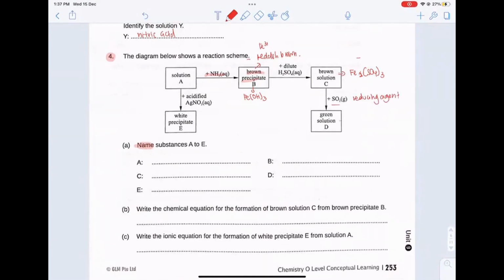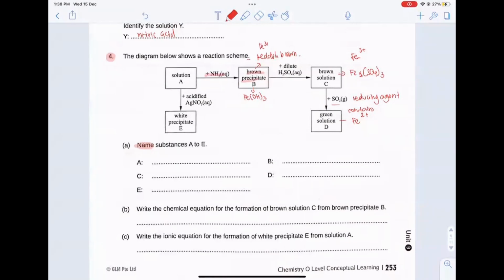Now, green solution, I know it contains Fe2+, right? And does it make sense? Well, over here we have Fe3+. The oxidation state decreases from +3 to +2, so therefore it is being reduced. So that would be the function of the reducing agent, to reduce Fe3+ to Fe2+. So it all fits. So therefore my guess was true.